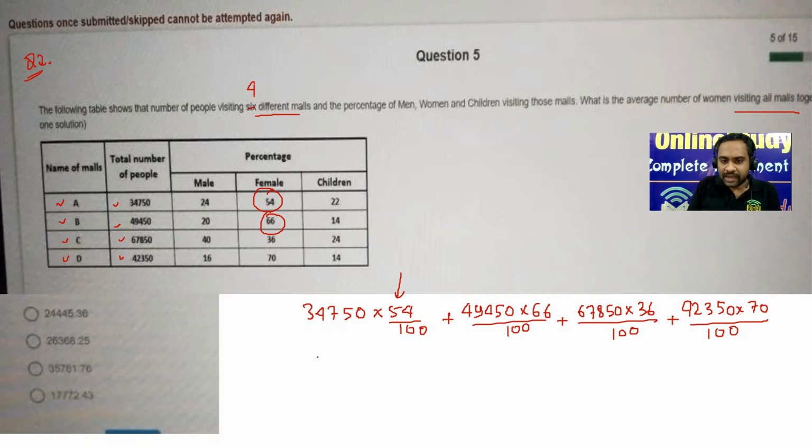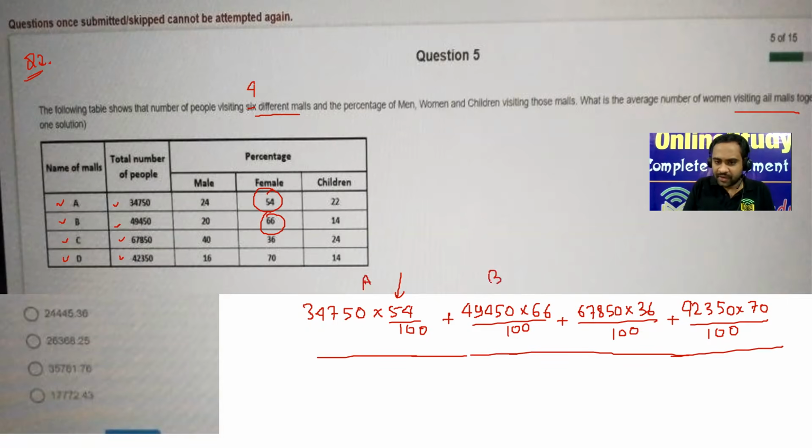Now we need to calculate the average because they're telling average. So these many women are visiting mall A, these many women are visiting mall B, mall C and mall D. If you want to calculate the average, then 4 malls are there, divided by 4. Now if you simplify this, you will be getting 18,765, then 32,637 plus 24,426. You can use a calculator, or you can simplify this.